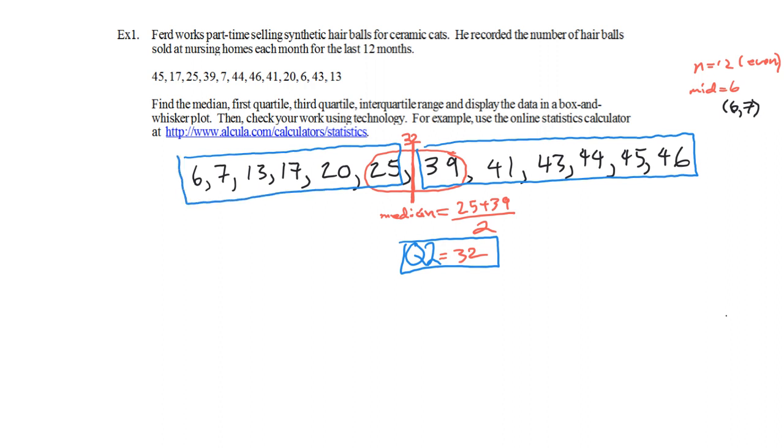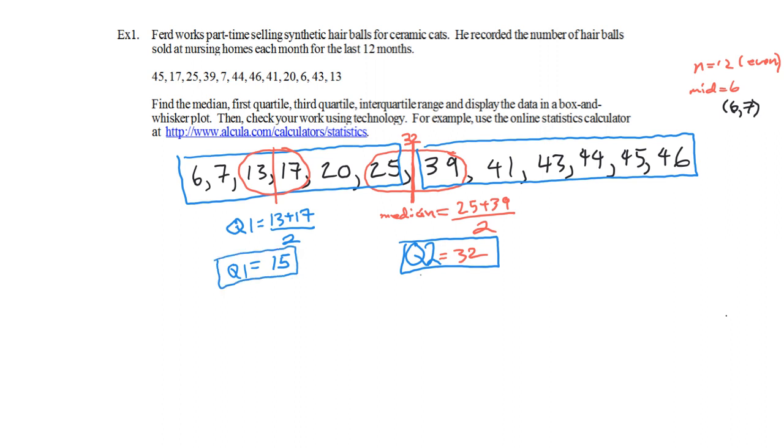Now we have to find the median for the top and the median for the bottom. We're going to call this lower half Q1, and it's just the median. The median for this lower half is going to be between 13 and 17. Well, that's just Q1. So in this lower half, we call it Q1, not the median. So we go 13 plus 17 divided by 2 equals 15. So Q1 is equal to 15.